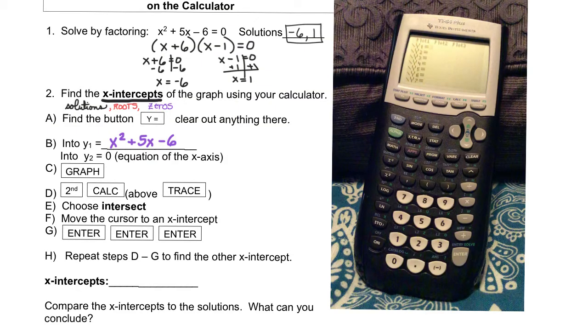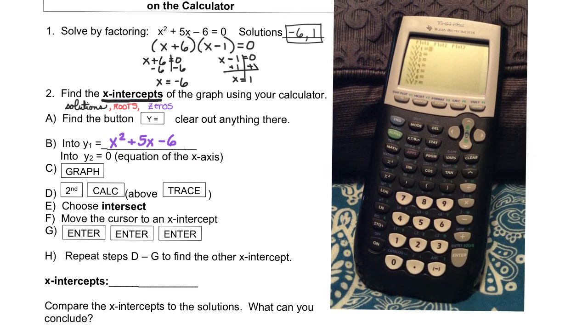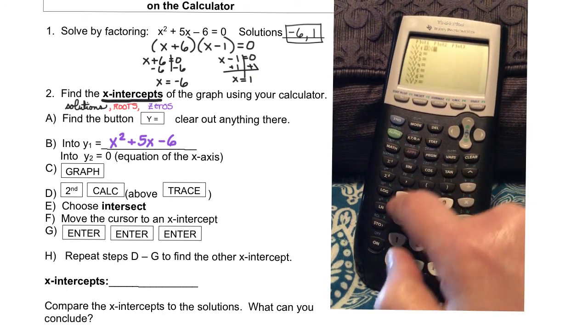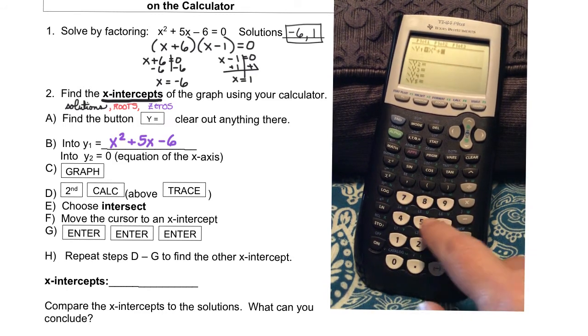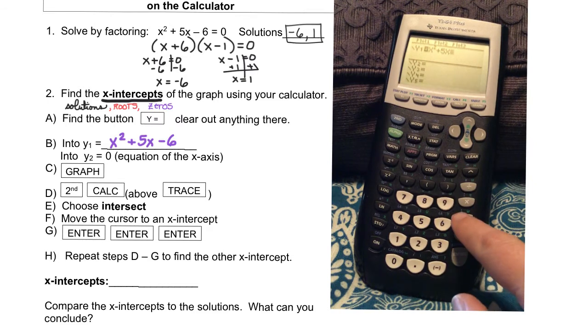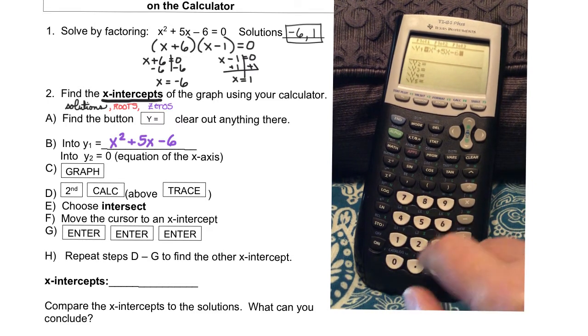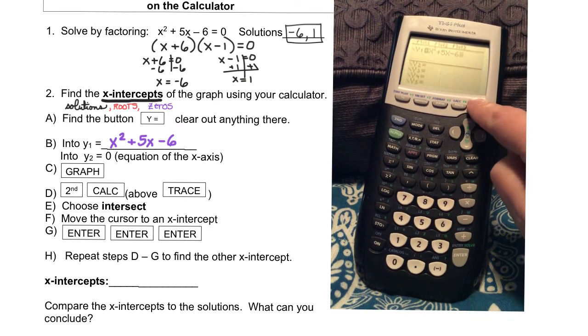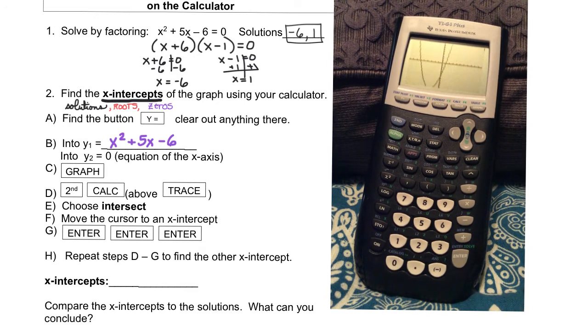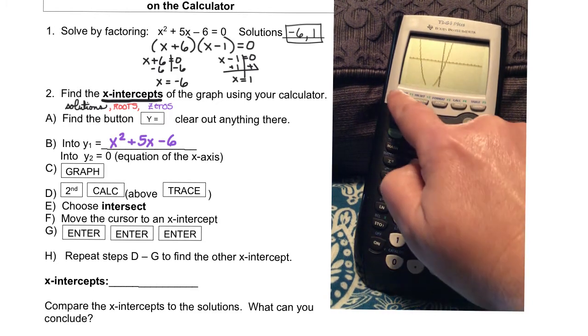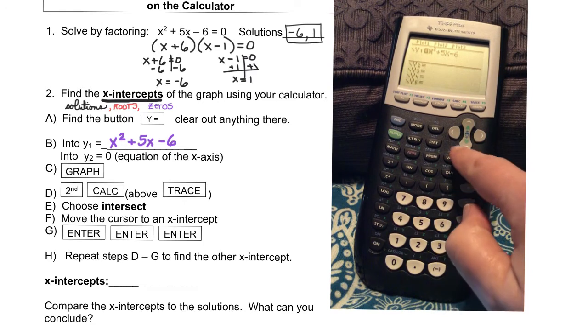Now let's graph the quadratic equation that we just found. Go into your y equals and clear it out. Next, put in the quadratic equation, x squared plus 5x minus 6. Go ahead and press graph and you can take a look at it. Notice that the vertex is a minimum value.